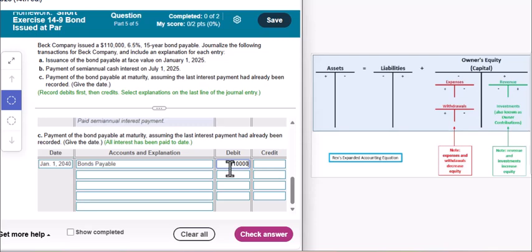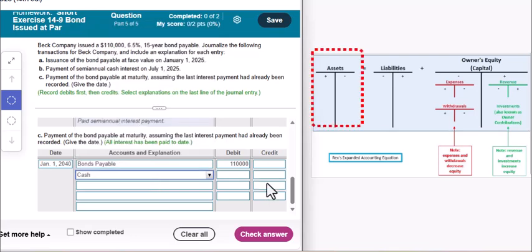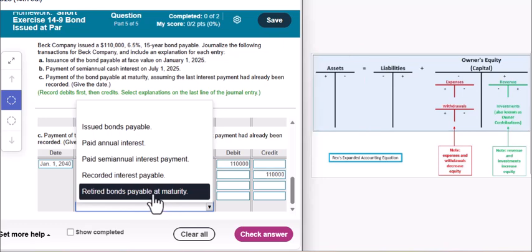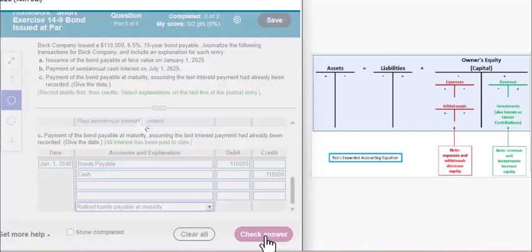I'm just going to go ahead and get that in there and then pay cash. And cash is decreasing here with a credit since it is an asset. And then lastly, our explanation, we retired bonds payable at maturity. We can go ahead and check our answer. Fantastic.